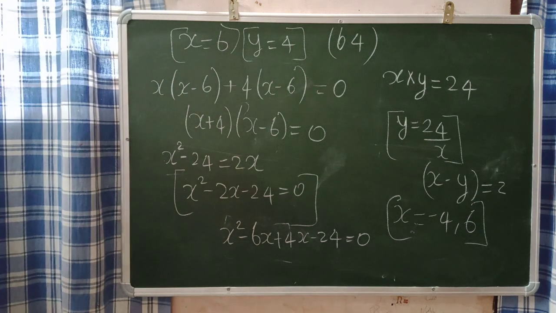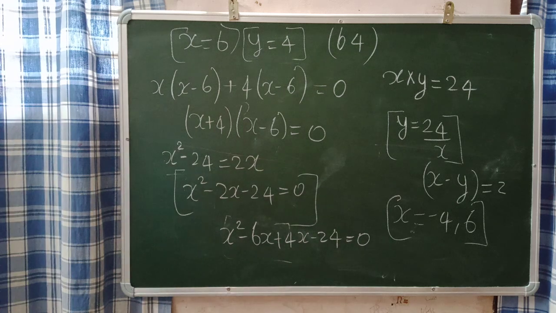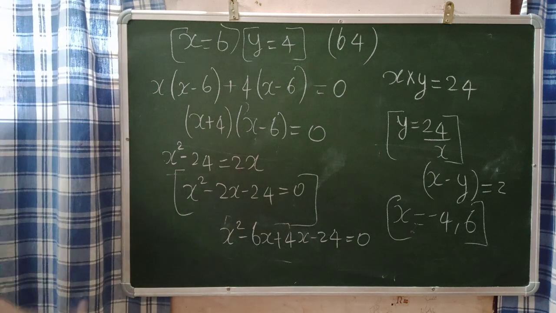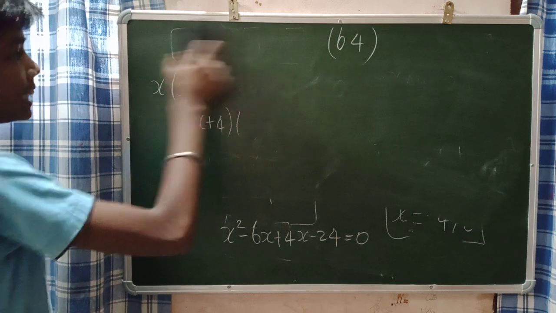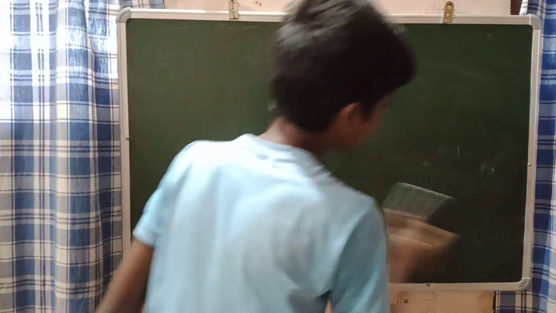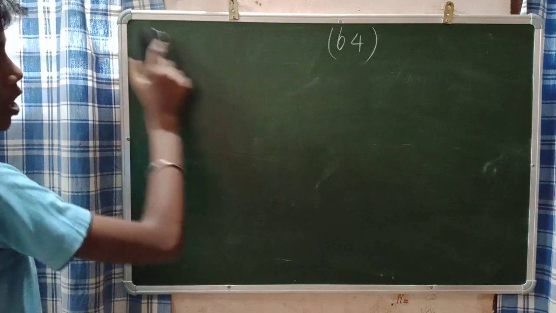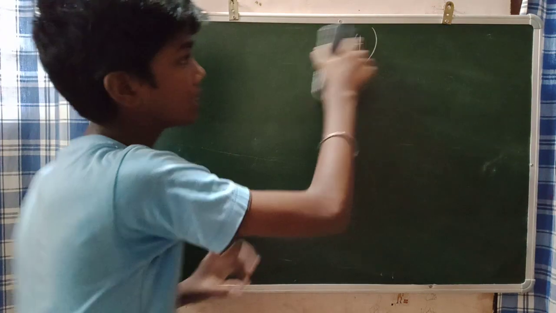Okay, this is the A choice. Let us move on to the B choice. For the 12th question, this is the A choice and the answer is 64. Now, let us move on to the B choice. 12th A choice is 64.